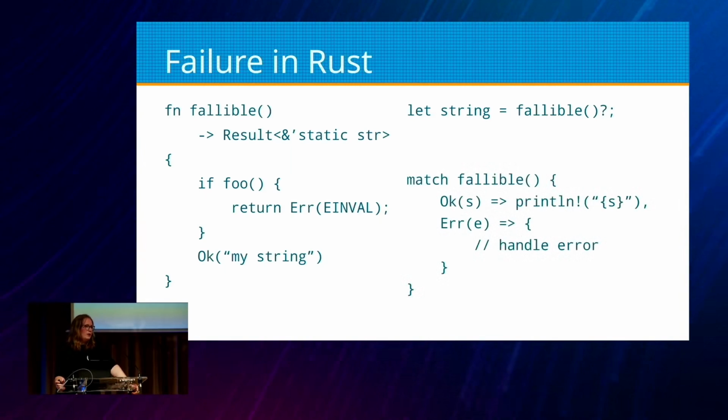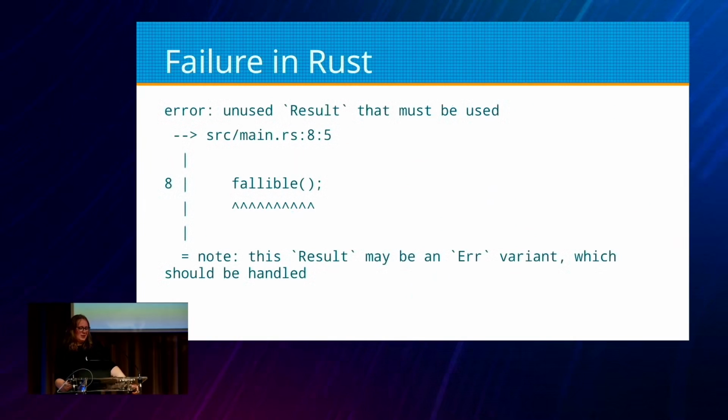You could handle the error explicitly, but there's one thing you can't do, right? So let's say you just write fallible, and you just ignore the return value. That's going to be an error, right? Because you're not handling the error condition, which you should, right? So this is part of how you're going to find your bugs. Of course, you can explicitly ignore the error if that's what you want to do, but you have to do it explicitly.